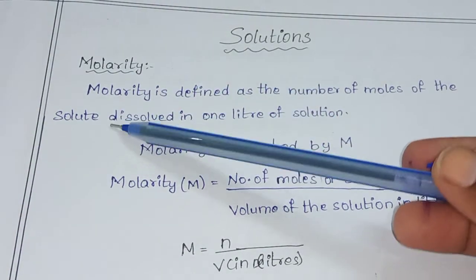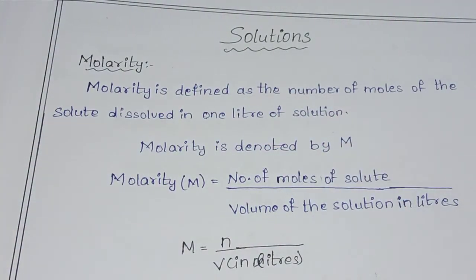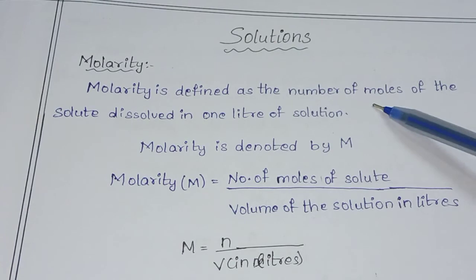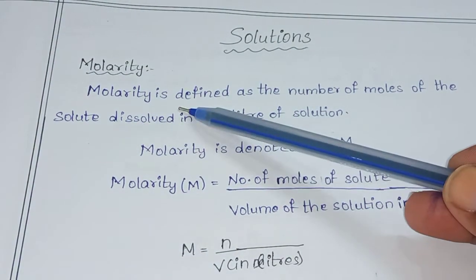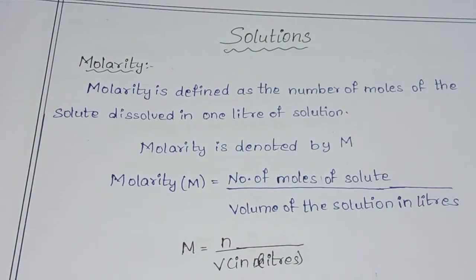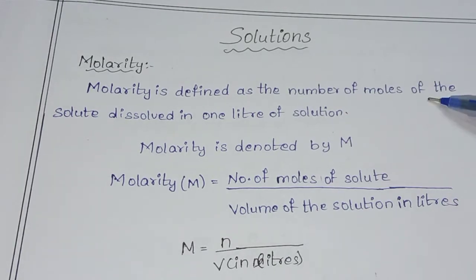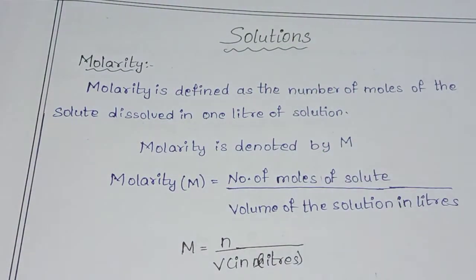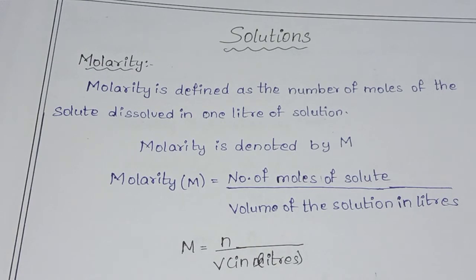What is meant by solute? In a solution, the component present in a small amount is called the solute and the one in a large amount is called the solvent. Then molarity is defined as the number of moles of the solute dissolved in 1 liter of solution. It may be water, NaCl, HCl, whatever it may be, it would be a solution.